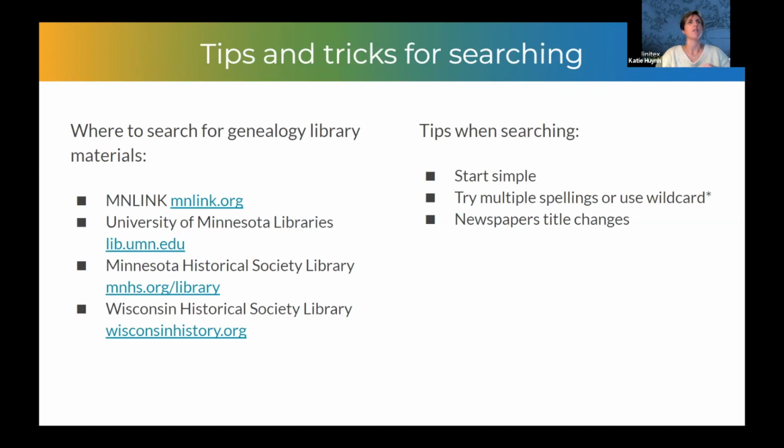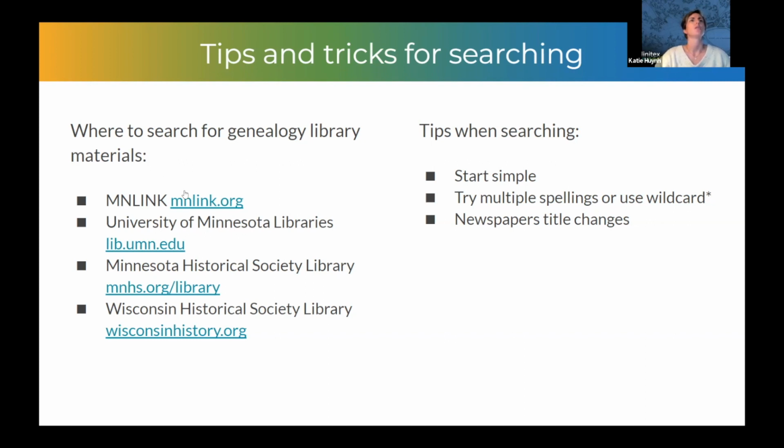All right, so some tips and tricks for searching. So you want to know where to start looking for genealogy materials in libraries. So if you or your patron is from Minnesota, MinLink can be a great place to start. It connects you to most libraries in Minnesota, including the Minnesota Historical Society. And if the item is found, the patron can just place a request using the request item button right in MinLink.